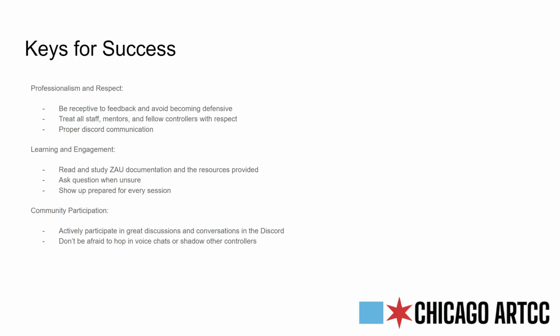Keys for success at ZAU. Number 1 is professionalism and respect. When you're in the training sessions or anywhere in the Discord, if that's in a conversation and a channel, be receptive to feedback and avoid becoming defensive. We're all here for the same purpose, which is to have fun and also get better as a controller every day. At some point, you are getting better, learning off one another, and there's no reason to be defensive. Be receptive, and again, have fun controlling.